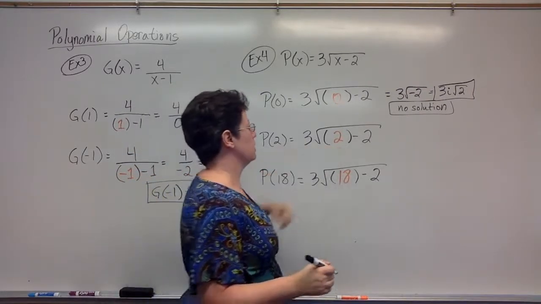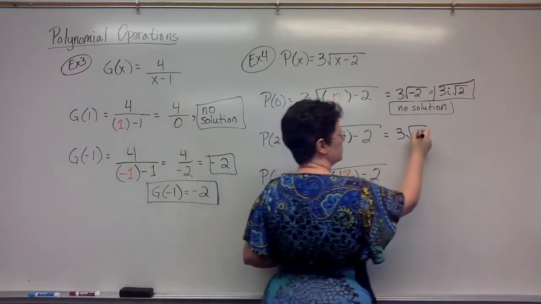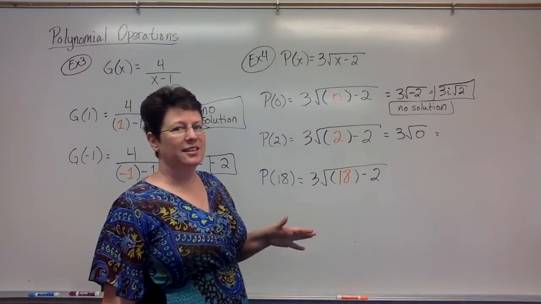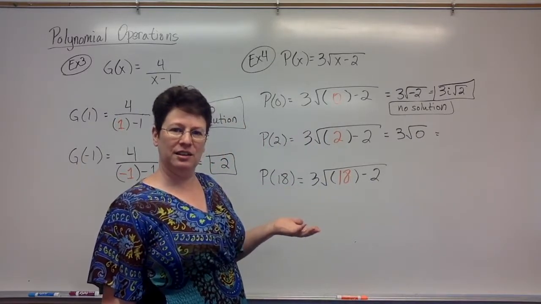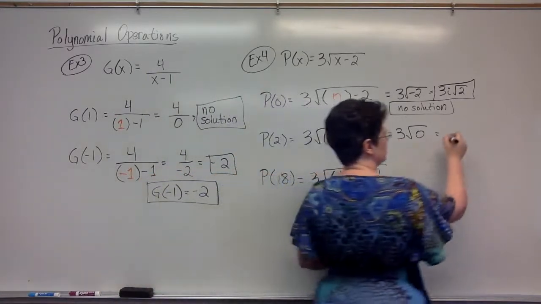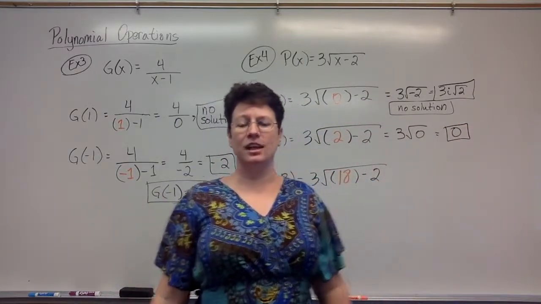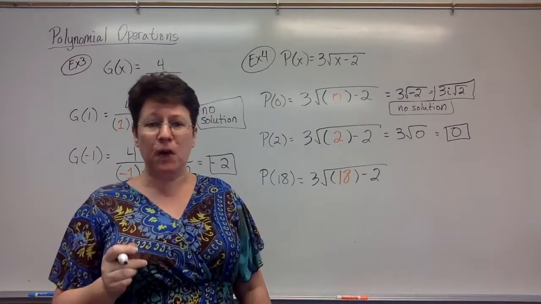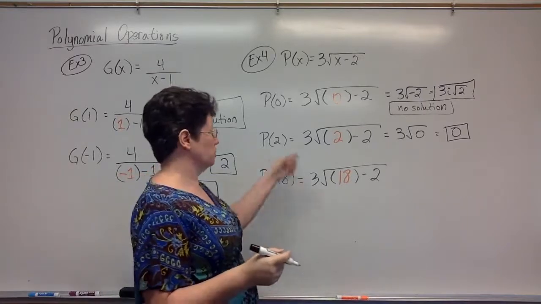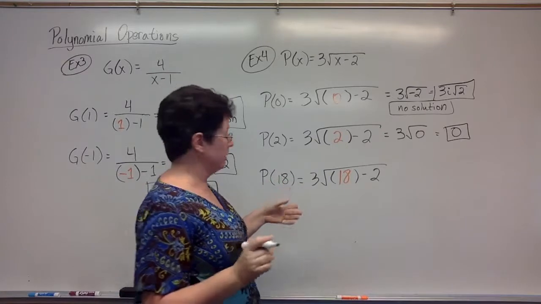When we plug in 2, what do we get? Well, still got my 3 out front. 2 minus 2 is 0. It's not a no solution. What's the square root of 0? Yeah, it's 0. So I have 3 times 0. It's 0. Okay. Is that possible? Yes. You can have no money. It's not fun, but it is possible. Ask your parents, right? It's possible. You can have no money. But we don't like it, right?